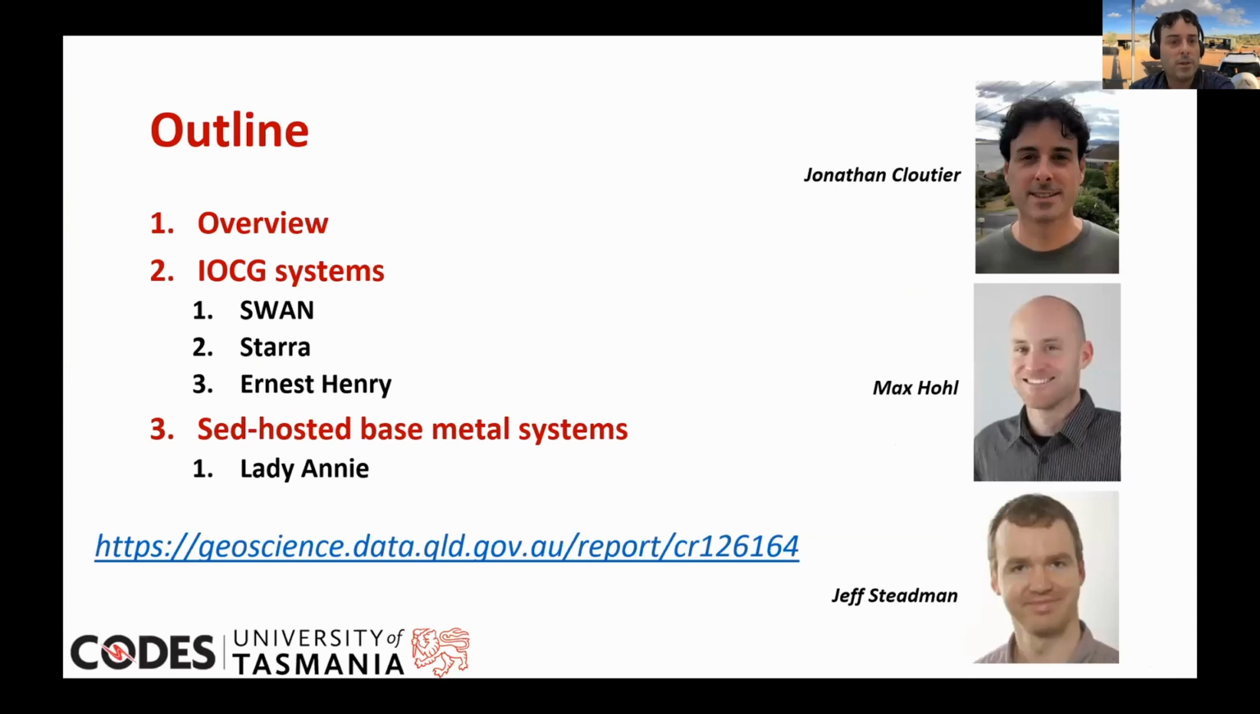So quick outline for the talk. What we'll do is a quick overview of what we've done, the main aims of the project, and then we'll move on to two different types of systems. The first one will be IOCG systems, and we'll talk about SWAN, Starra, and Ernest Henry. And then we'll switch gears. We'll talk about sedimentary-hosted base metal systems, and we'll do 5 minutes or so on Lady Annie. And the report that we've produced for this project, you can see the link here on the page below.